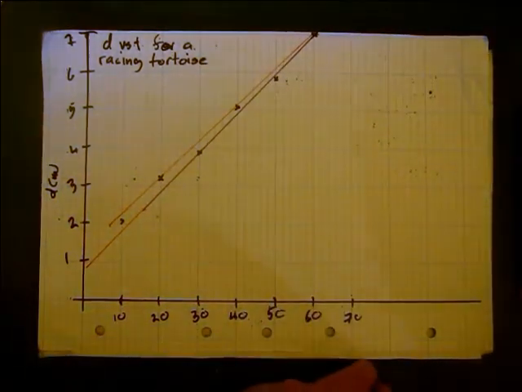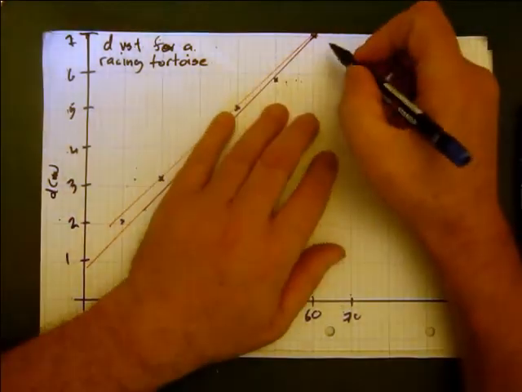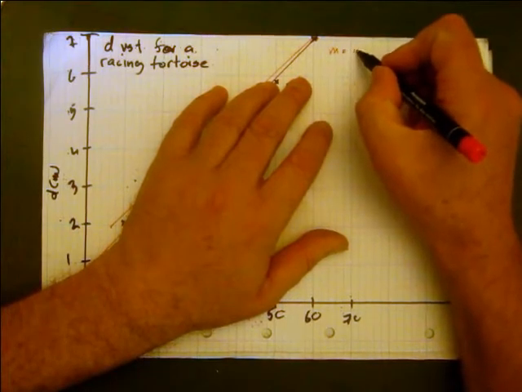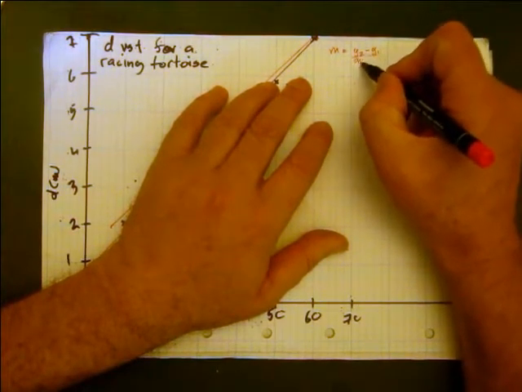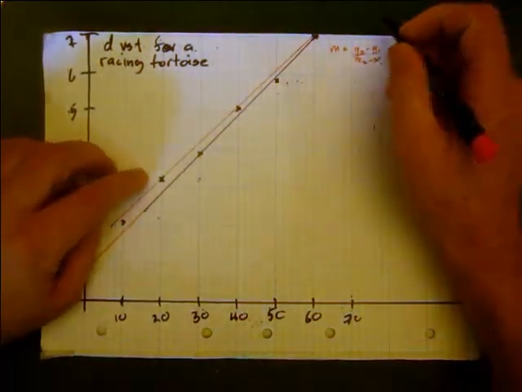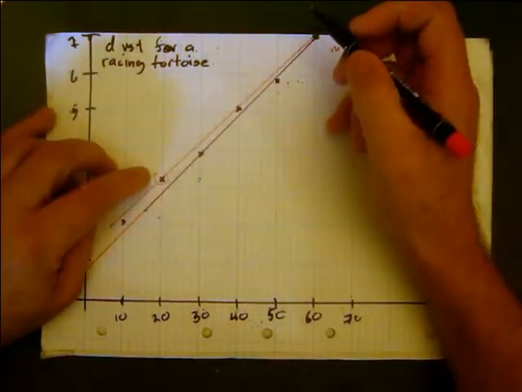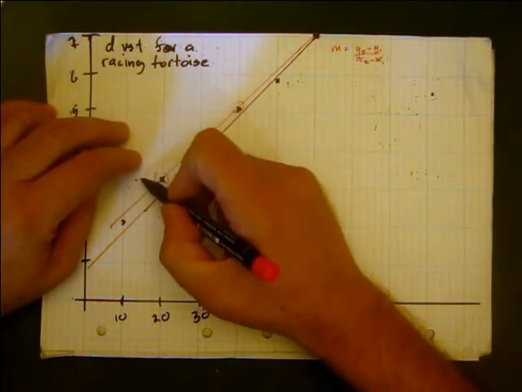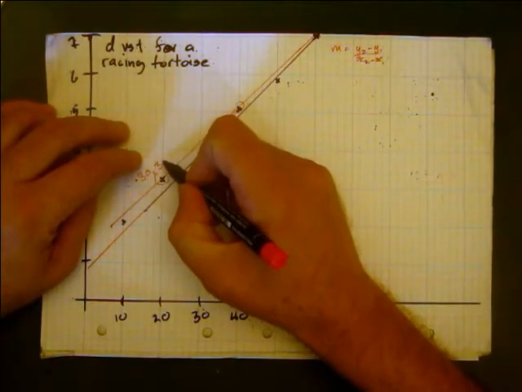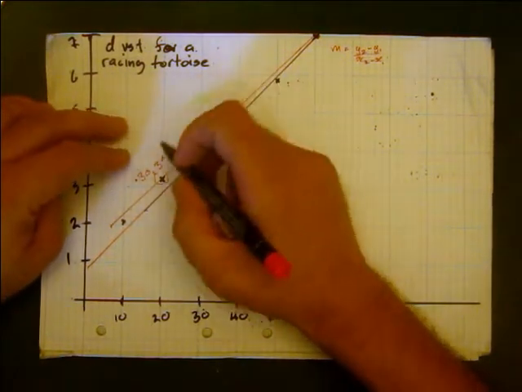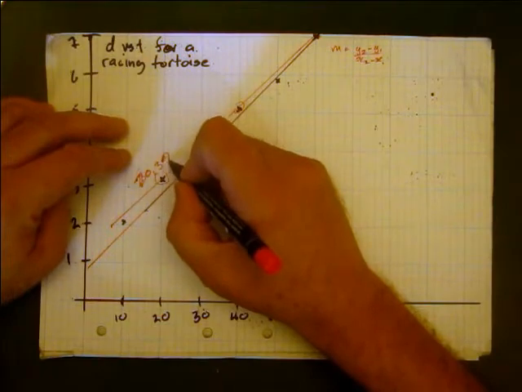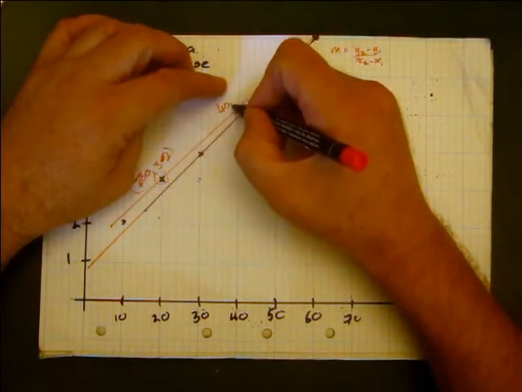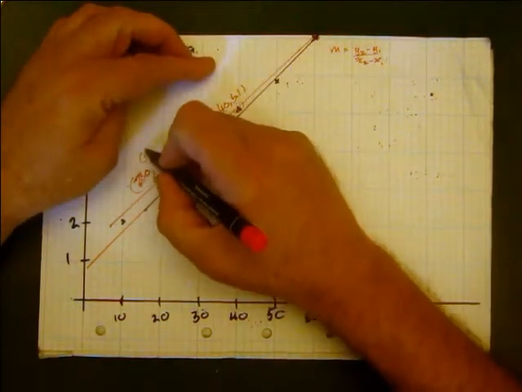So how do I work? Well, I work out M exactly the same way. Let's do the red one first. M is equal to y2 minus y1 over x2 minus x1. I have chosen this point and that point. It's the second and the fourth, so this is going to be 20, 3.2, sorry, 23.2. And this point here is 40, 5.1. That's point 1, that's point 2.